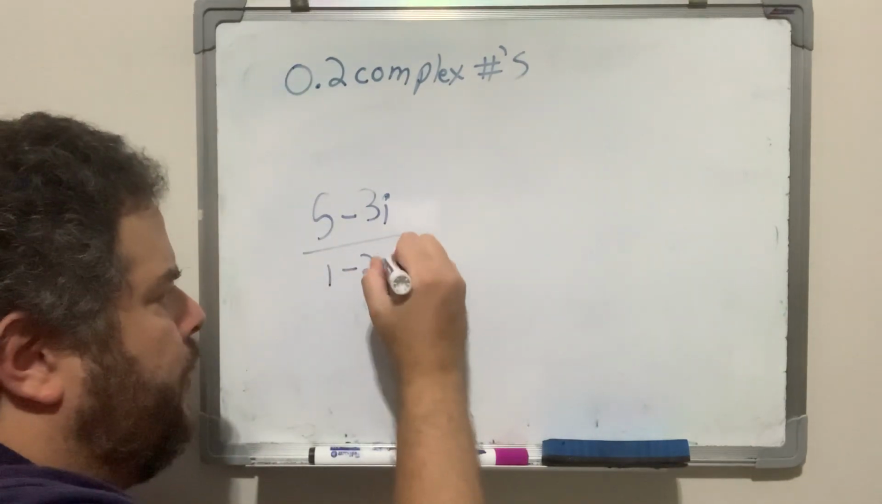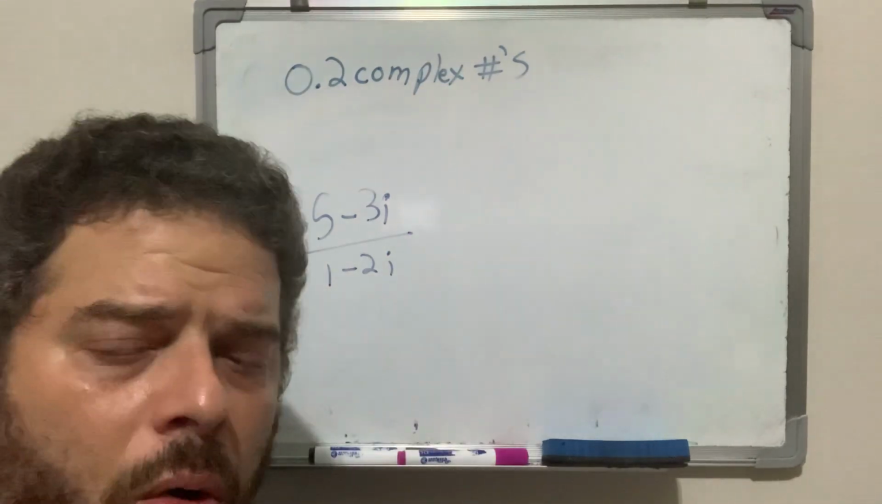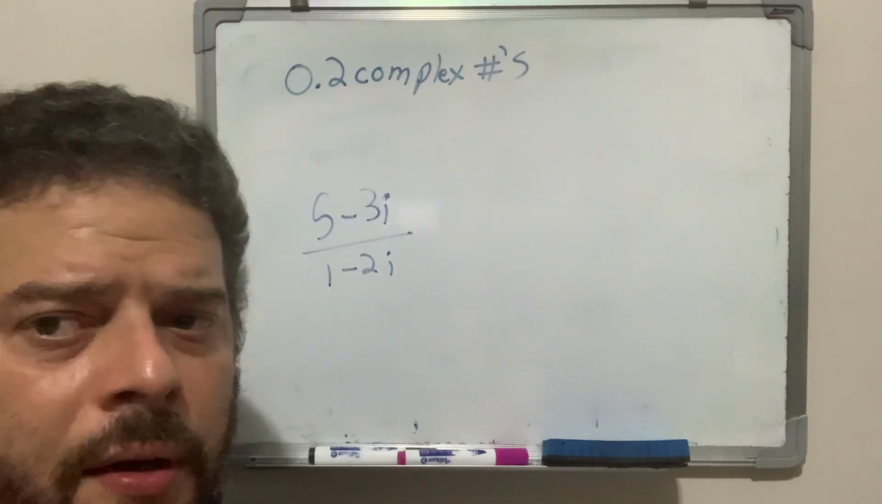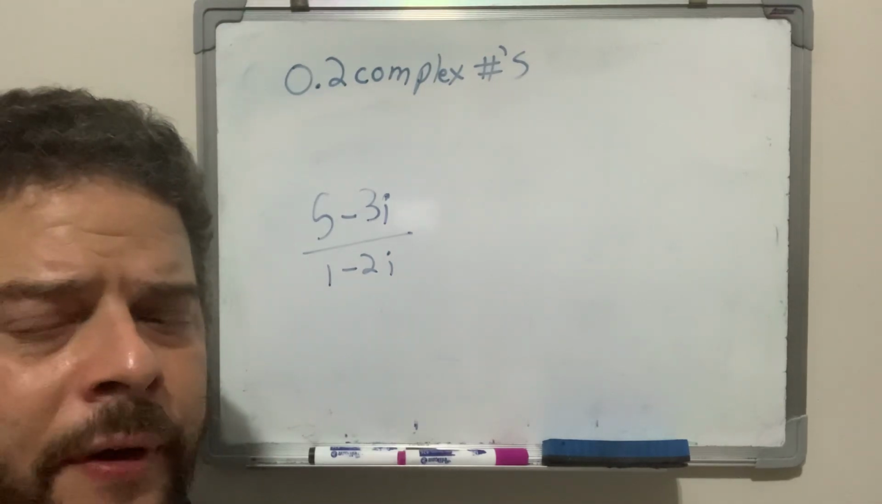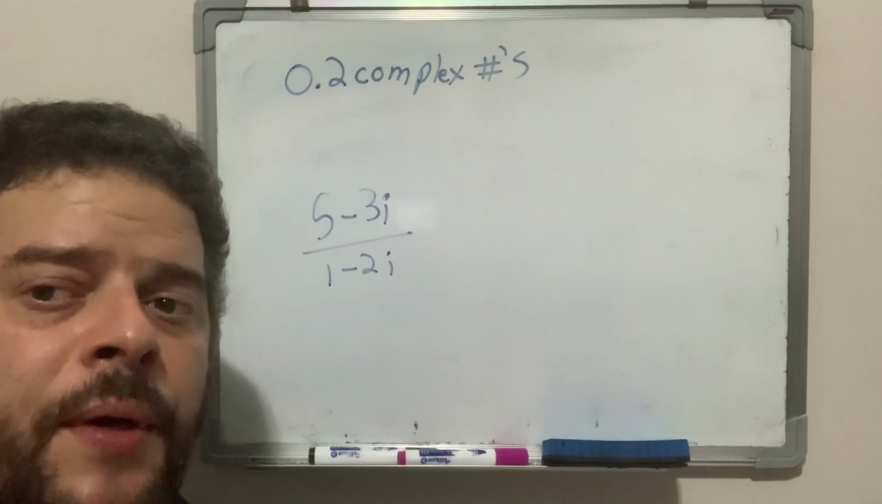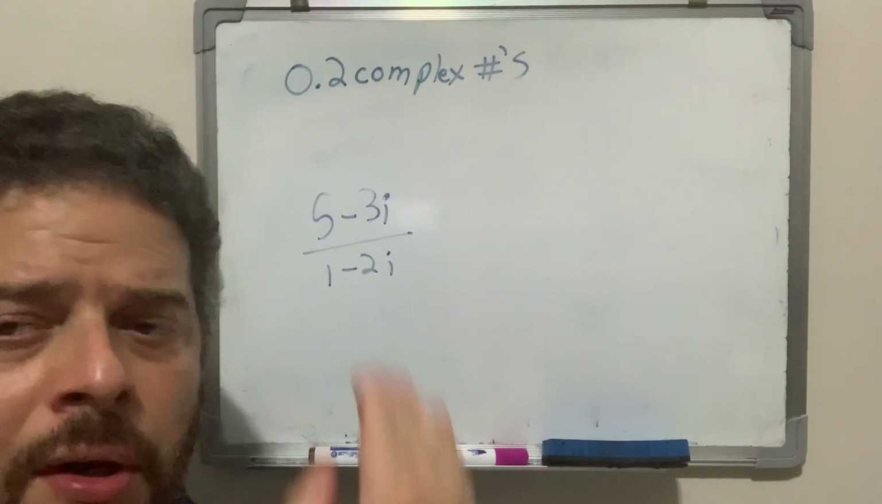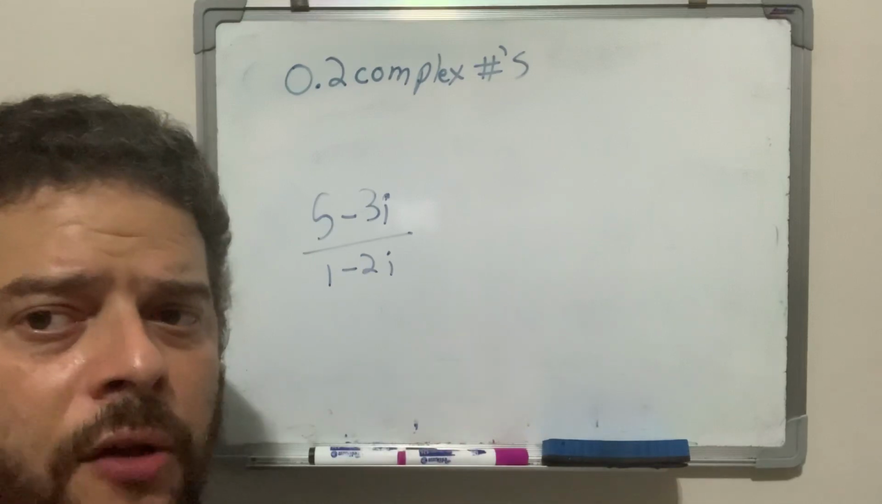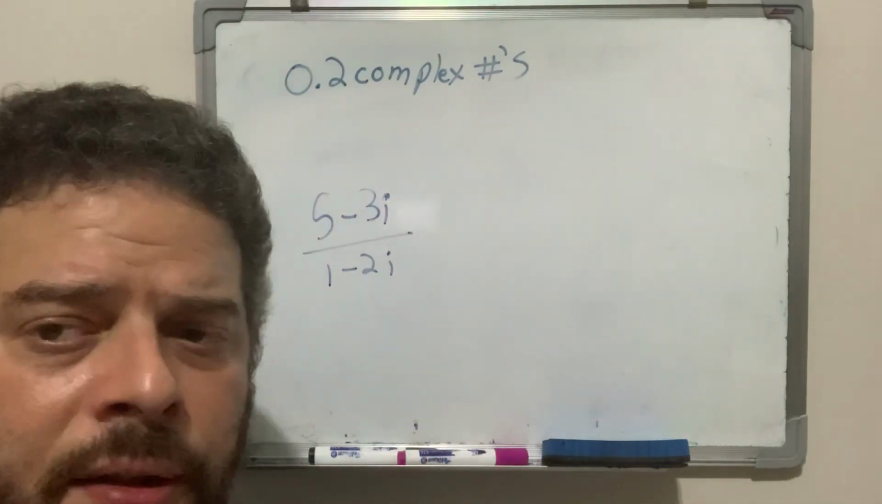1 minus 2i. Now last year we were rationalizing radicals. We don't want radicals in the denominator. Well, now we're going to be rationalizing imaginary numbers. I don't want that imaginary number in the denominator, so I'm going to do a small process called rationalization to end up with the imaginary number only in the numerator.